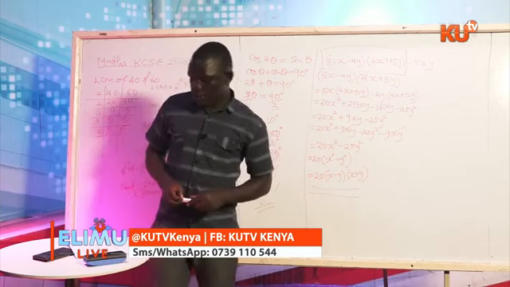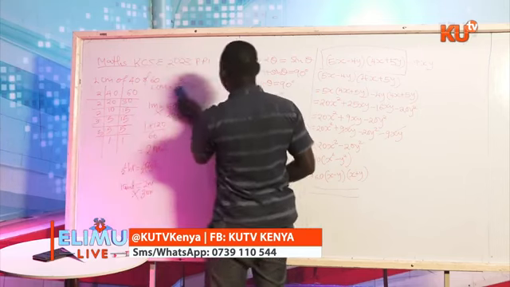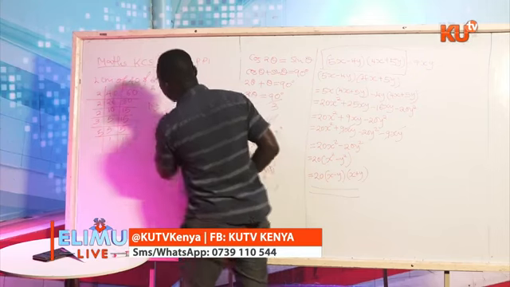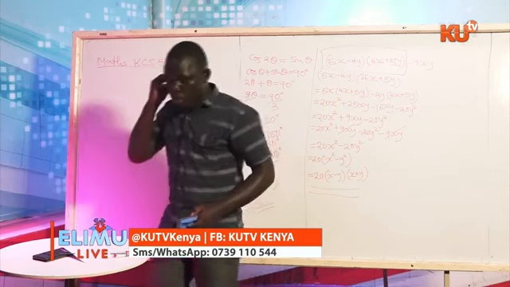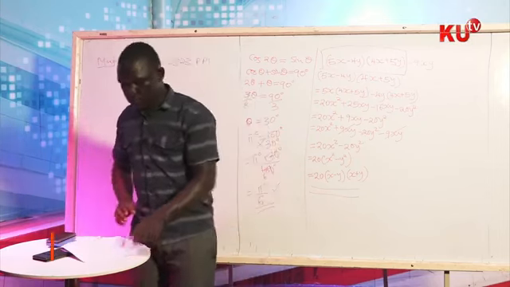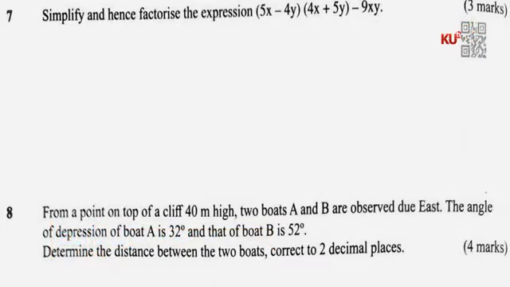Let's check also on question number 8, dear students. Question number 8 of KCSE Paper 1 Mathematics 2023. From a point on top of a cliff 40 meters high, two boats A and B are observed due east. The angle of depression of boat A is 32 degrees and that of boat B is 52 degrees. Determine the distance between the two boats correct to two decimal places.